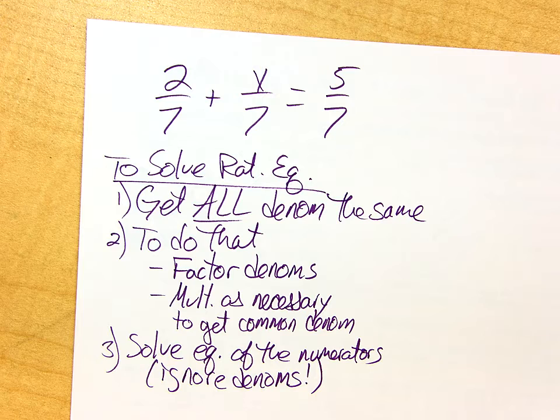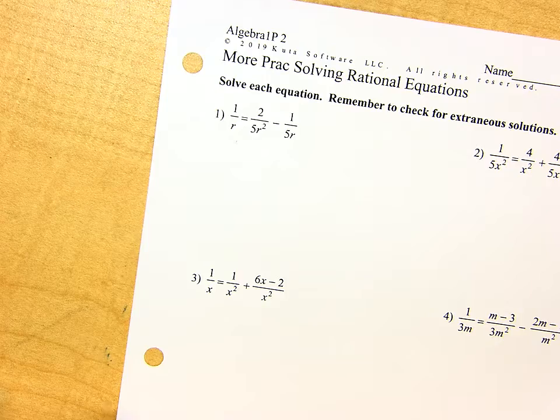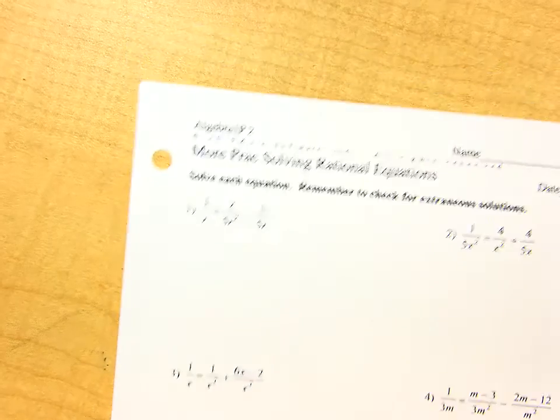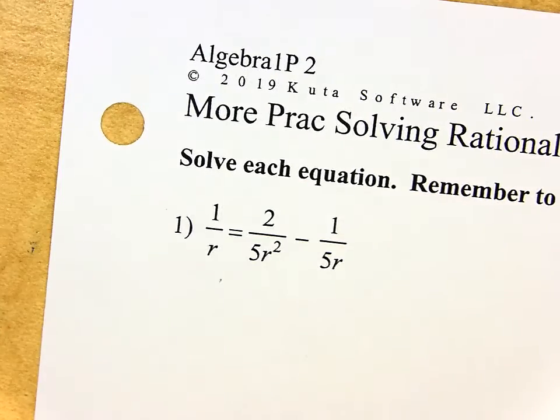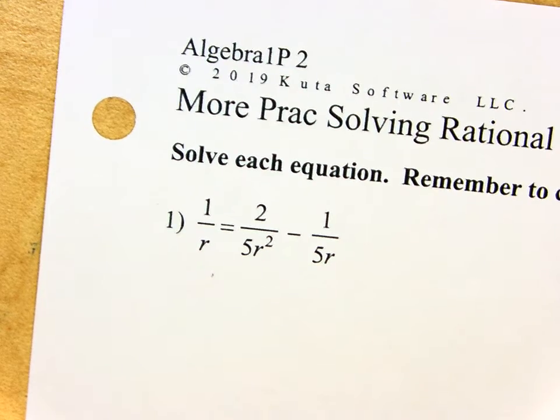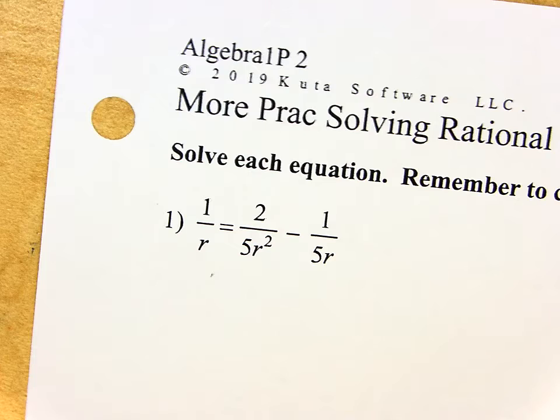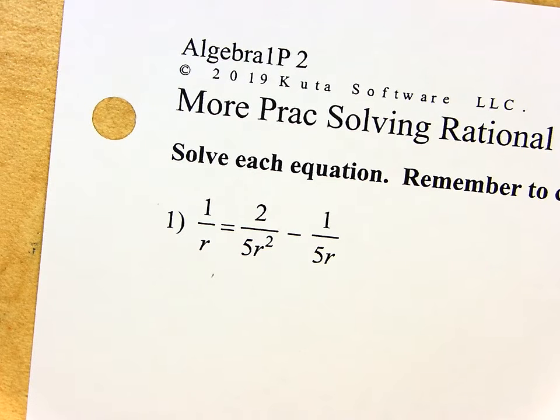Okay, we're good? All right, so let's look at this worksheet and start on the first one. Step 1, get all the denominators the same. To do that, I want to factor the denominators, multiply as necessary to get the common denominator. My denominators are not all the same right now, and there's nothing really for me to factor here, so I can't do that. But I can multiply things to make them match.